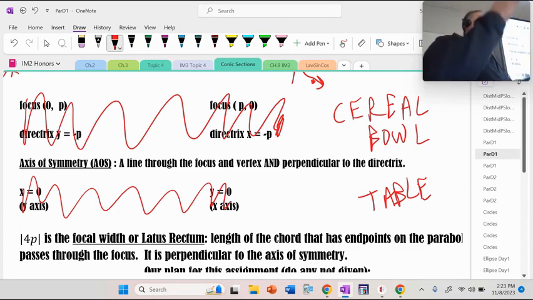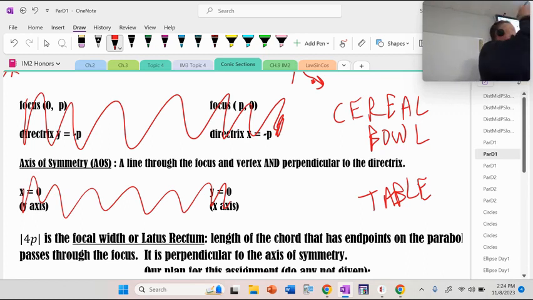Wait till you get to ellipses. There are bigger rules. Wait till you get to hyperbolas. There are even more rules. And the way I'm going to approach it, it's not a cereal bowl table for them, but file it away in your brain: parabola is a cereal bowl table. It will take care of everything you need as far as locating stuff.